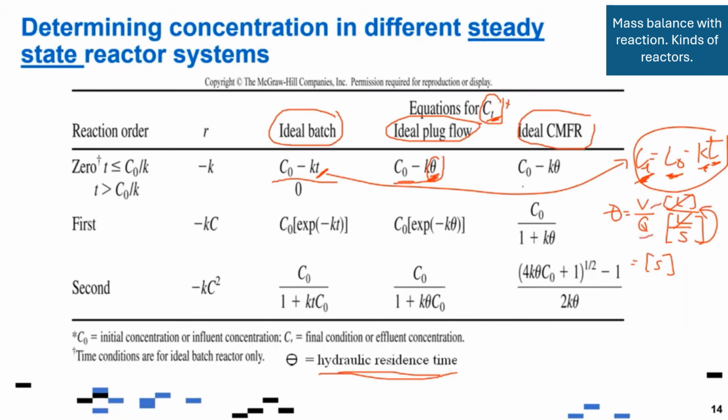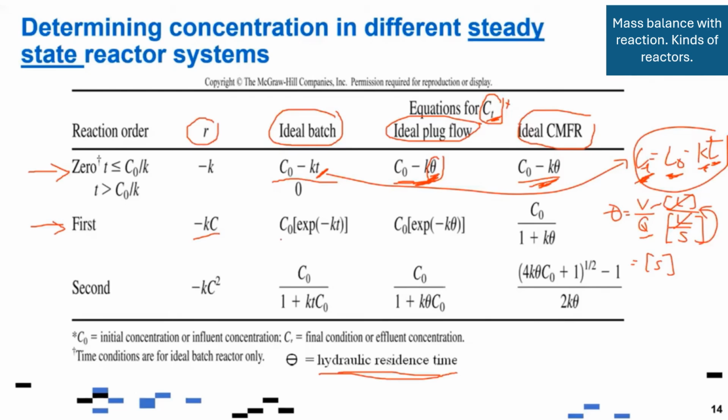The same way for ideal, sorry, that is plug flow. It's pretty much similar to the CMFR anyway. So this one is the CMFR, C = C0 minus k theta, for the CMFR. This is for plug flow, okay? That is for the zeroth order of reaction. For the first order, we have minus kC as the reaction rate, all right?